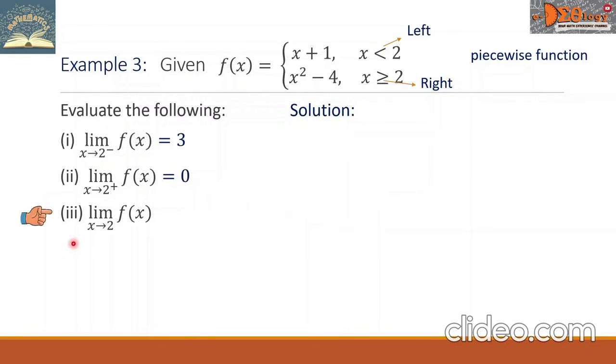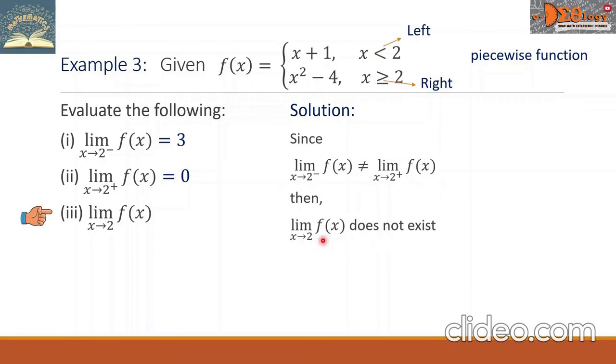Now let's go to the third, the two-sided limit. Limit of f of x as x approaches 2. From here, we need to compare the two values, the left-hand limit and the right-hand limit. We can see that they are not equal. So we write, since the left-hand limit is not equal to the right-hand limit, then the limit of f of x as x approaches 2 does not exist. Or to simplify, we may write DNE. This is does not exist. So this is the answer for the third problem.